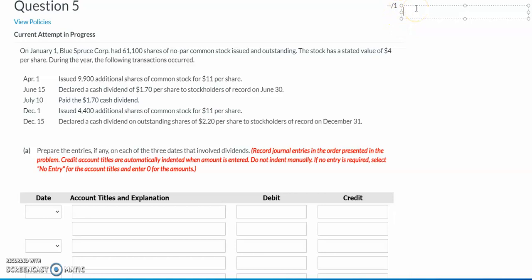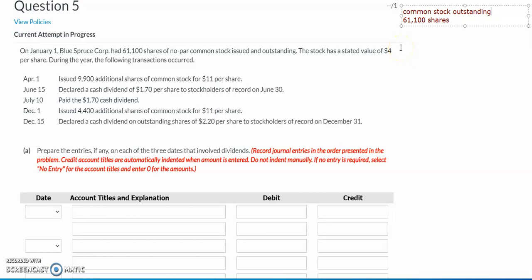So in this problem, we start off on January 1st with 61,100 shares of common stock outstanding. You want to keep track of the number of shares of common stock that is outstanding all throughout the problem, because you need to know the number of shares outstanding in order to do your dividend calculations. So this stock has a stated value of $4 per share.